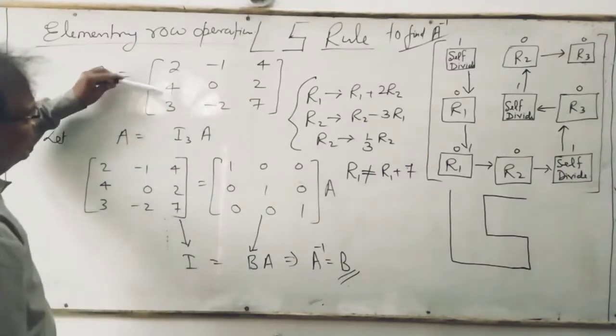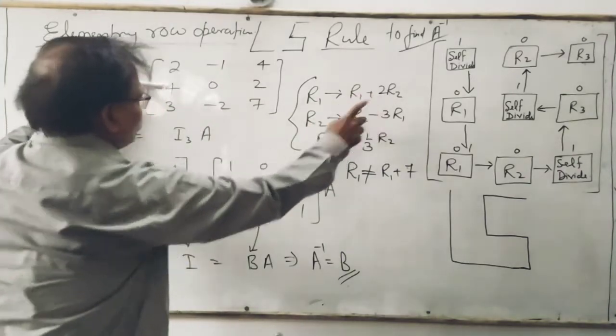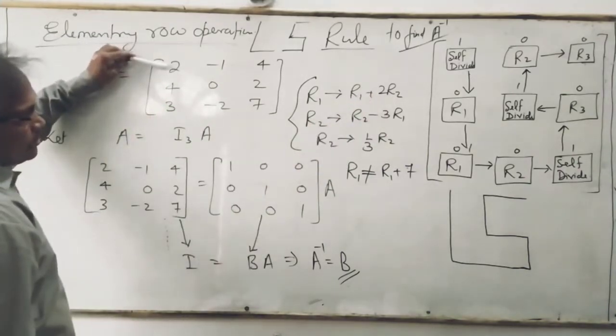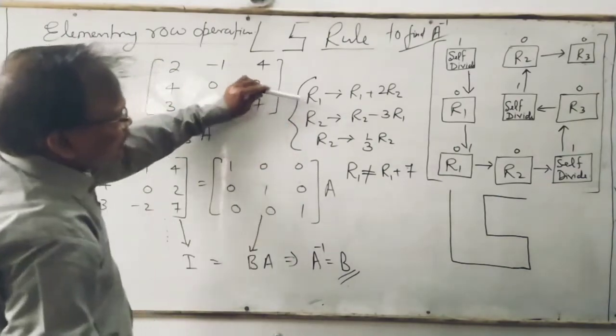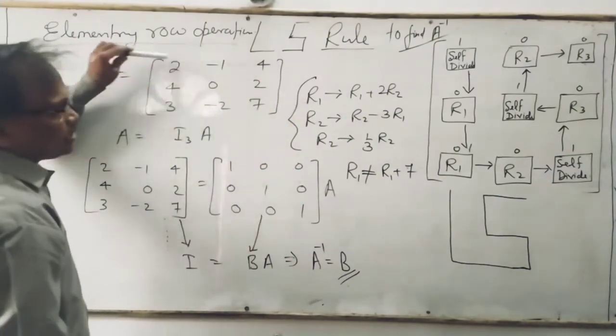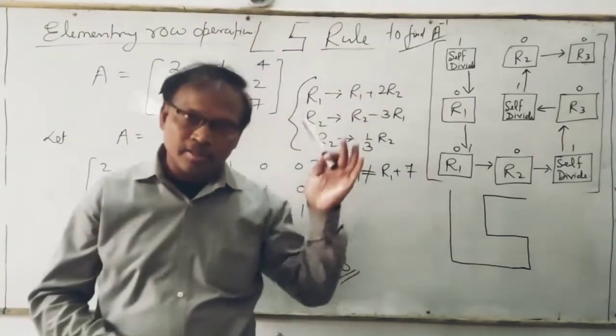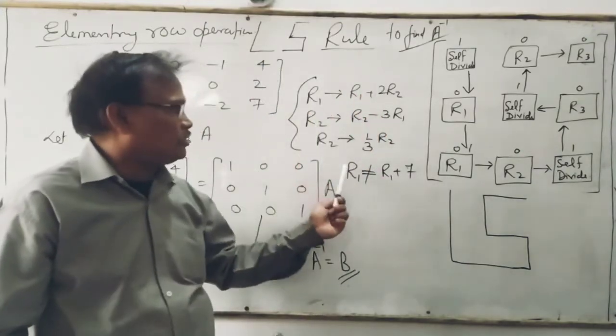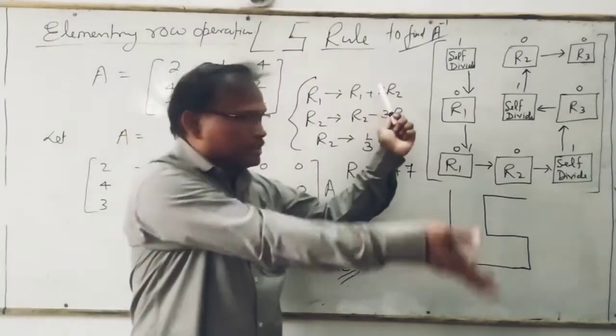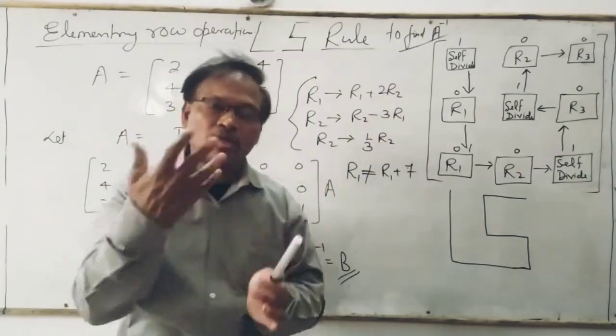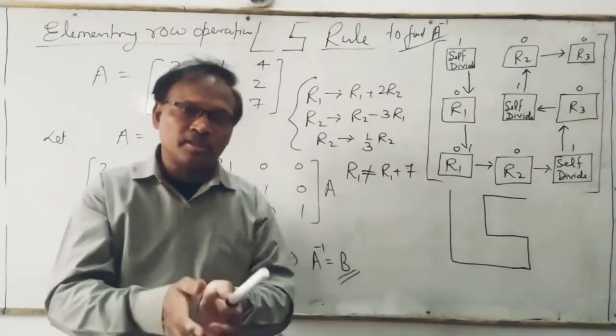You have to add the 2R2 in R1, okay, and then change only R1. This R1 will change only, not the R2. The term which is written on the left hand side, that will change only, not the right hand side. The right hand side is the operation, meaning you are doing the operation.